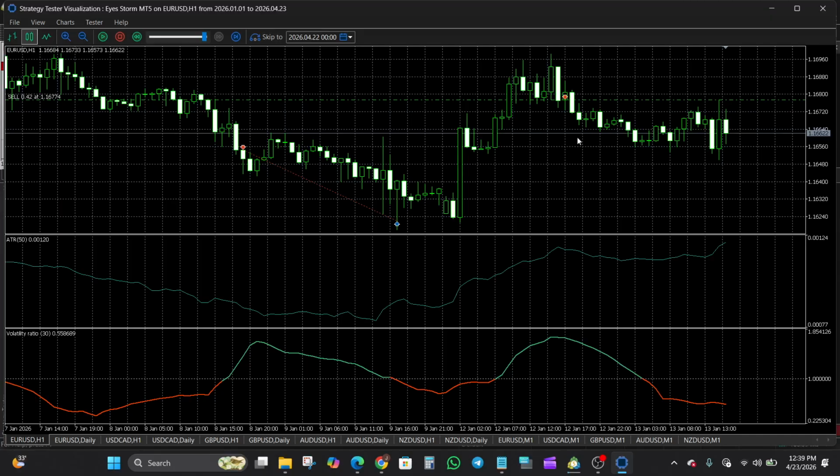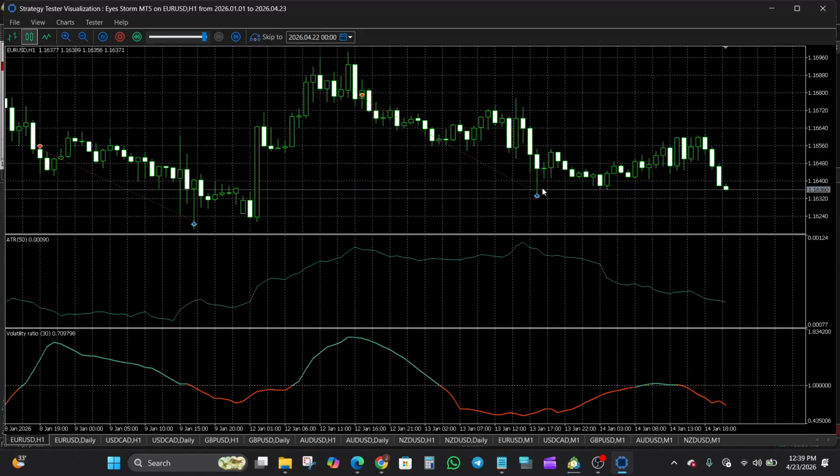The EA is waiting for confirmation that momentum is shifting in line with the broader trend before entering. So it's not just entering on trend alone. It needs that price action confirmation. Let's just continue.